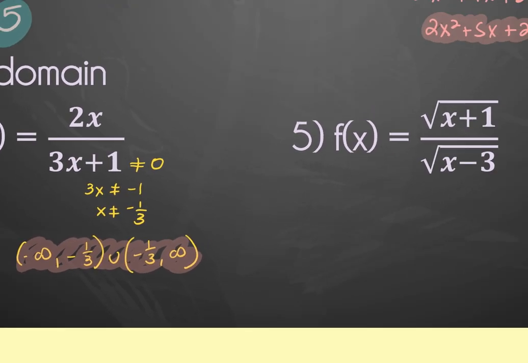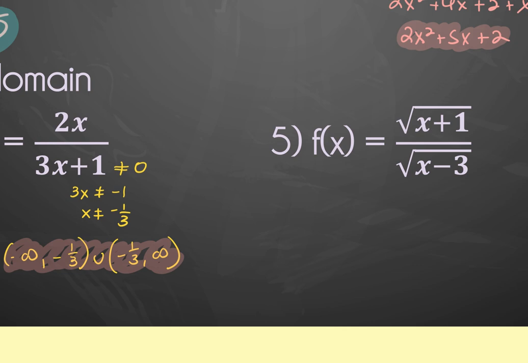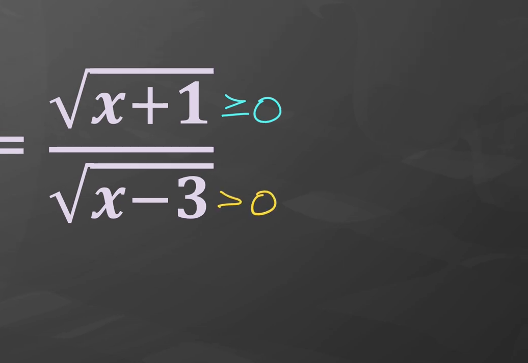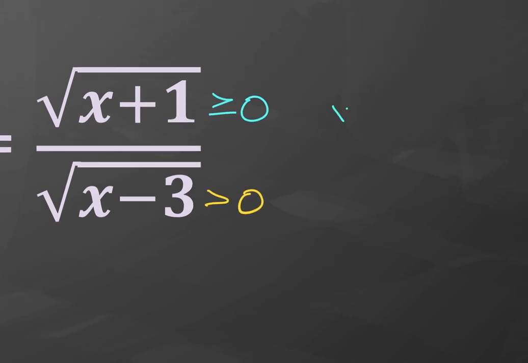Five has the variable under the square root and in the denominator under the square root. So if it's just in a square root, like the numerator, we say that it has to be greater than or equal to 0 because it can't be negative underneath. If it's in the denominator, now it's greater than 0. So from my numerator, I get that x has to be greater than or equal to -1. From the denominator, I get x has to be greater than 3.